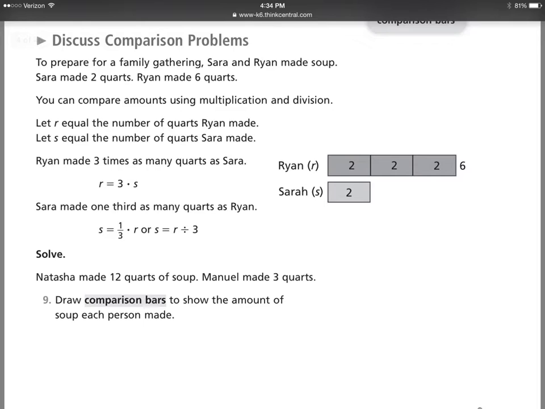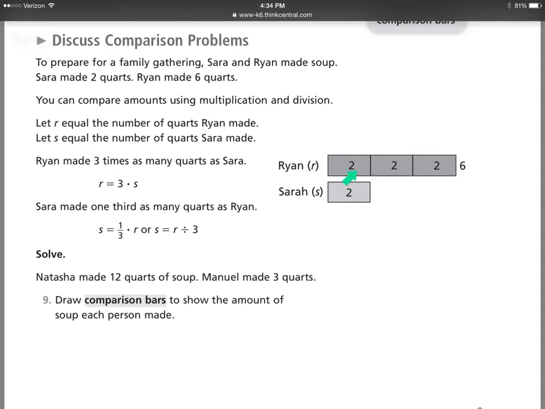Those are the most logical variables to use. Variables are just letters that we use to represent unknown numbers. There are some different ways in which we could say how many quarts Ryan has. One of those ways is listed right over here. We could say that Ryan made 3 times as many quarts as Sarah.